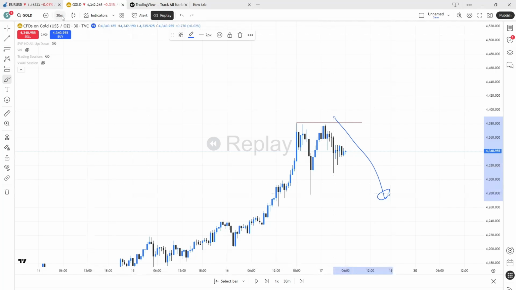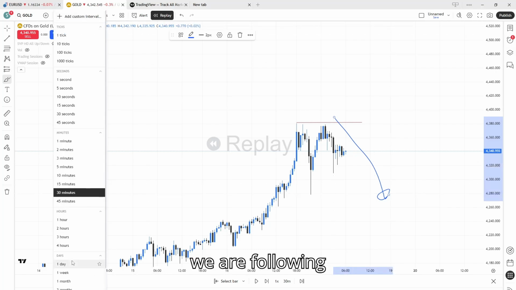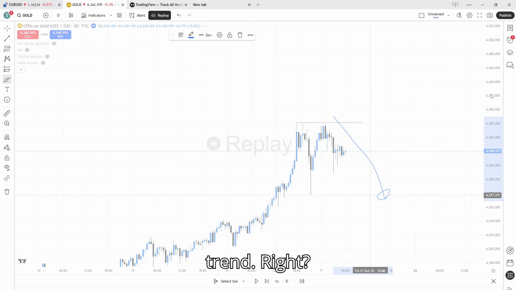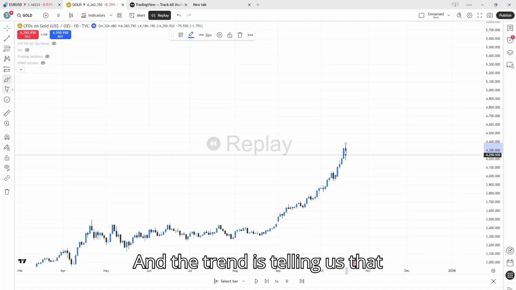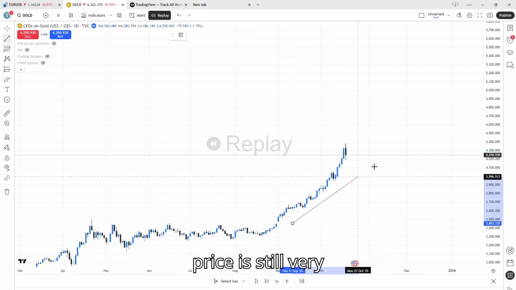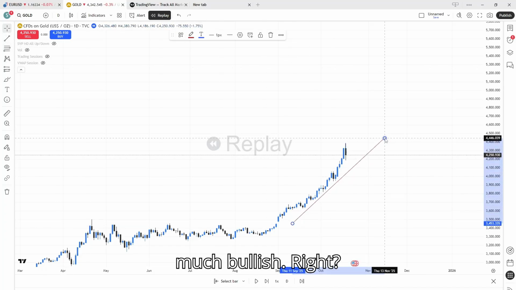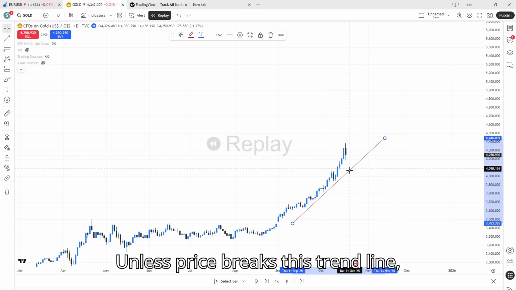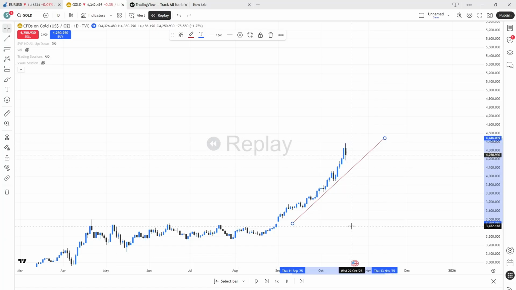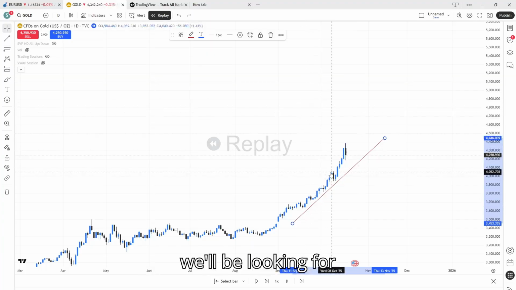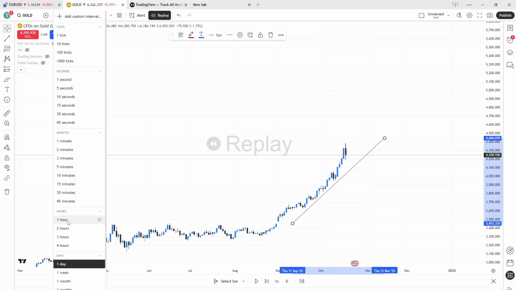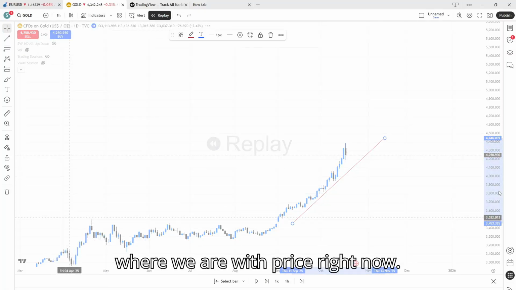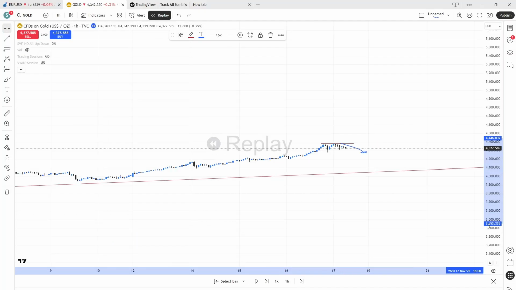But we are following trend, right? And the trend is telling us that price is still very much bullish, right? Unless price breaks this trend line, we'll be looking for buys. So back to where we are with price right now.